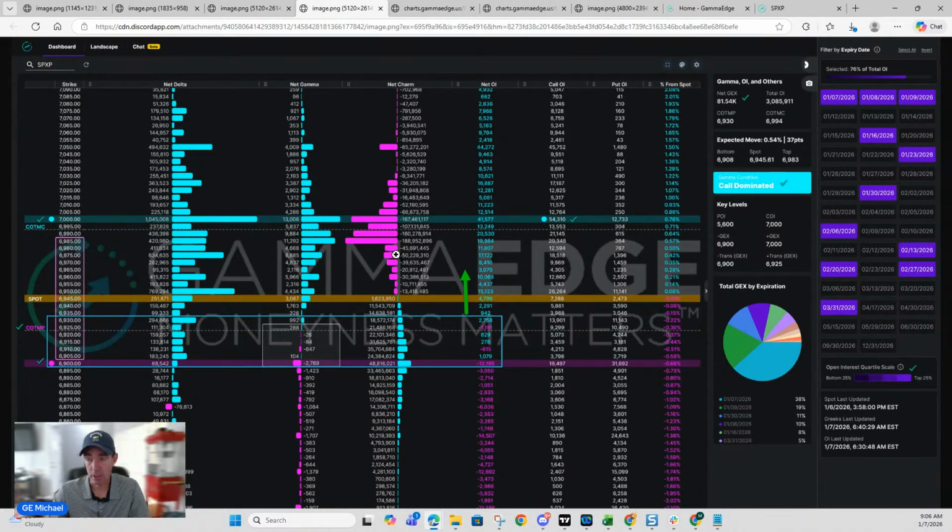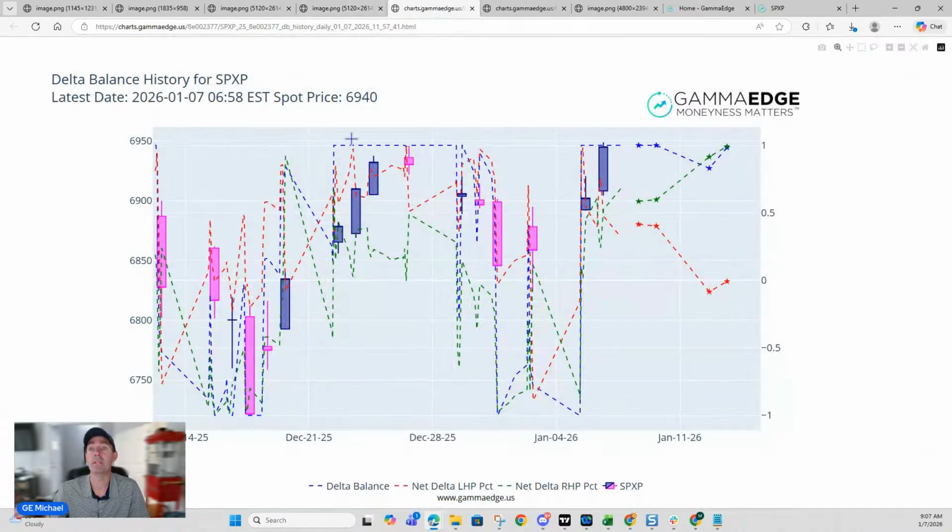Again, the charm will continue to increase on those, so that continues to be a headwind unless we see out of the money speculation override that, or we see a drop in volatility, which we're already seeing, but we see a little bit more drop in volatility, which will give us a vanna tailwind also to drive us up towards that 7,000 strike price. All right, moving on to the SPXP delta balance.